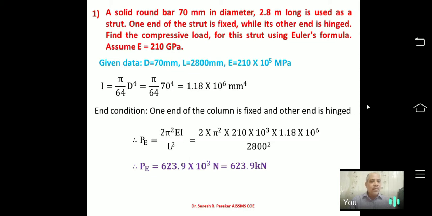So problems, if you see, sometimes in GATE also, values are directly given and you have to calculate the value of P E. So Euler's formula, you may have a question in GATE, that is for 2 marks.